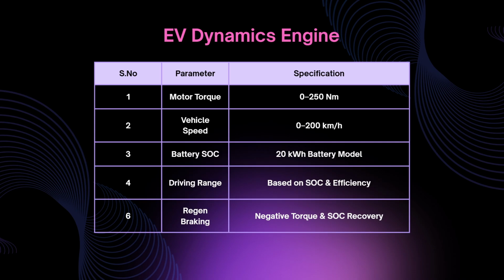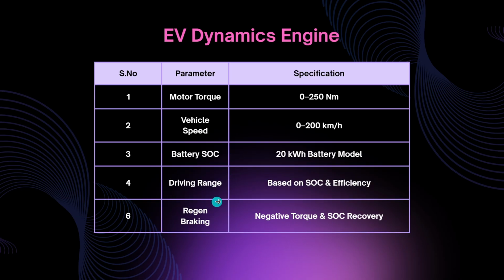So the EV Dynamics engine is responsible for simulating the behavior of the electric vehicle using the input values acquired through the ADC. Based on the accelerator and the brake position, the controller calculates the motor torque, which ranges from 0 to 250 Newton meter. It also calculates the vehicle speed, which ranges from 0 to 200 km per hour. The state of charge is also calculated and constantly decreasing, like in the real world. We have used a 20 kilowatt hour battery model for this.